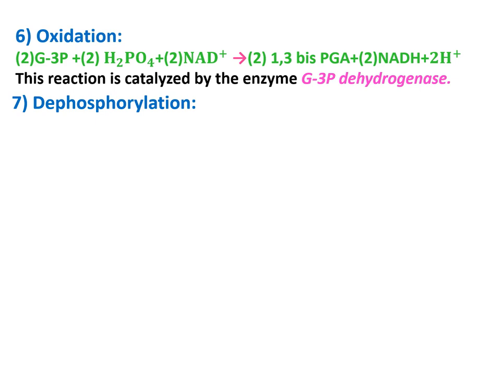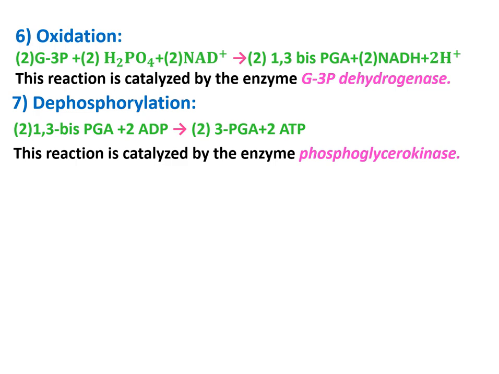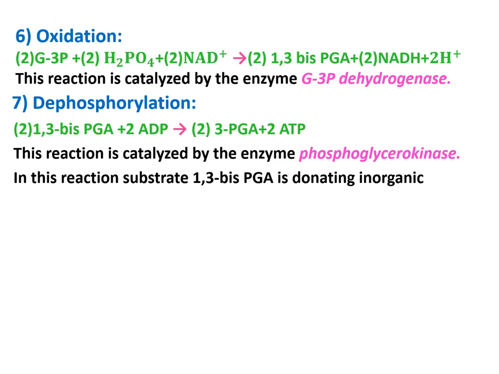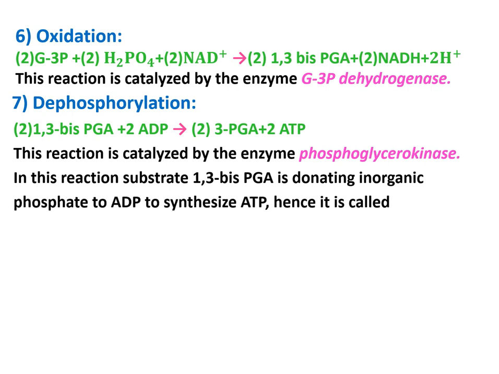Seventh step, dephosphorylation. 1,3-bis-PGA releases inorganic phosphate. That inorganic phosphate is accepted by ADP. Then it forms ATP. 3-phosphoglyceric acid is formed as the product. This reaction is catalyzed by the enzyme phosphoglycerokinase. In this reaction, substrate 1,3-bis-PGA donates inorganic phosphate to ADP to synthesize ATP. Hence, it is called substrate level phosphorylation.